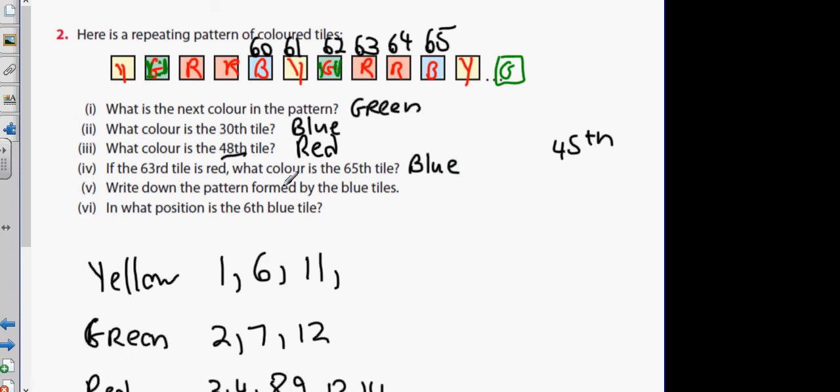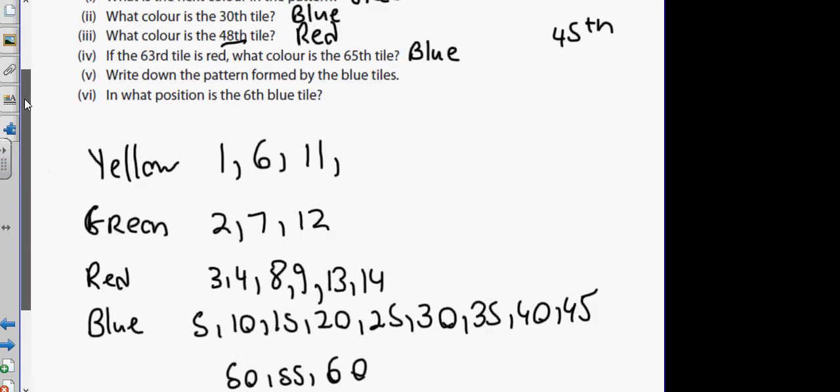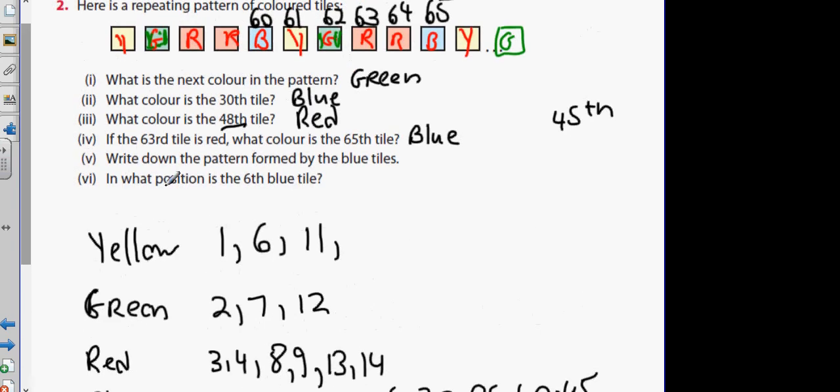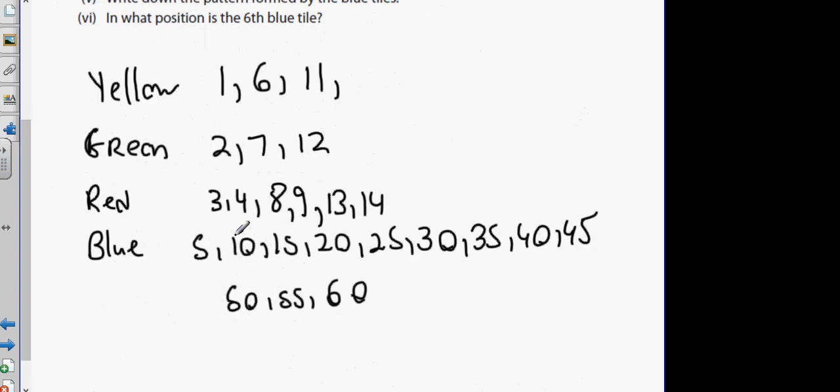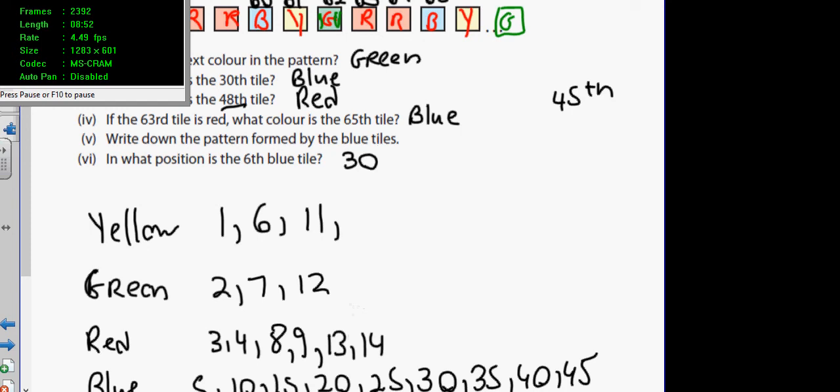Okay, write down the pattern formed by the blue tiles. Already done. 5, 10, 15, 20, 25, 30, 35, 40, 45, 50. Okay. In what position is the 6th blue tile? 1, 2, 3, 4, 5, 6, 30. 30. Okay.